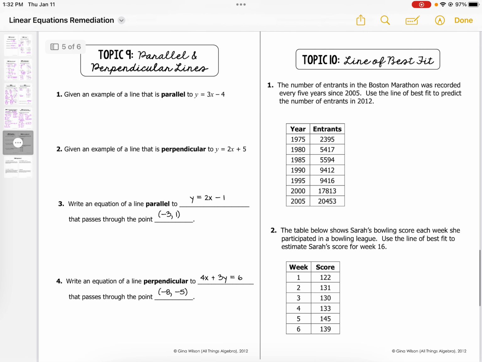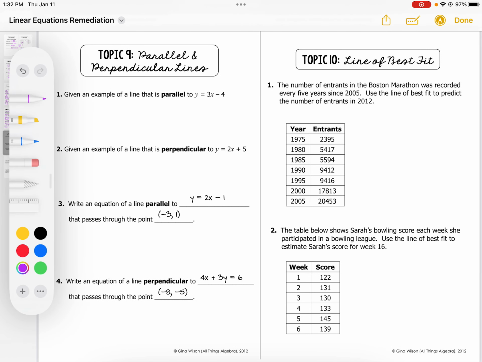Topic 9, parallel and perpendicular lines. So given an example of a line that's parallel to this, well, this line has a slope of 3. So literally any equation that also has a slope of 3, but it has to have a different y-intercept. Here's an example, but there's many different answers.